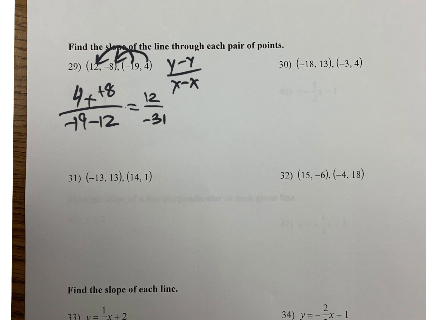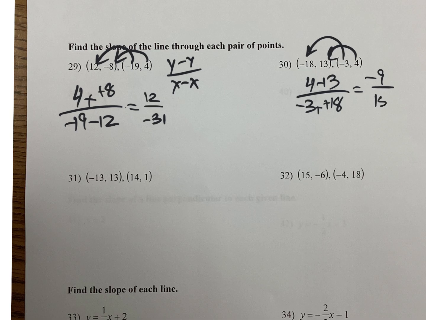And then you do that for the next 3 problems. 4 minus 13. Negative 3 minus a negative 18. That's negative 9 over, change, that's 15. You miss points if you leave it like this. Reduce by 3, you get negative 3/5. So that's your slope. That's what you should have.